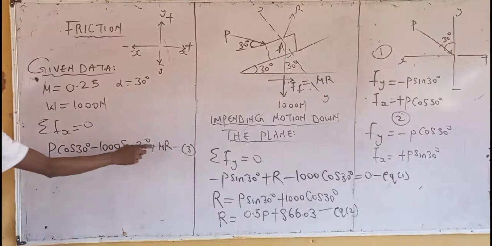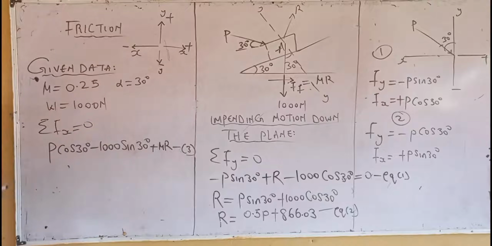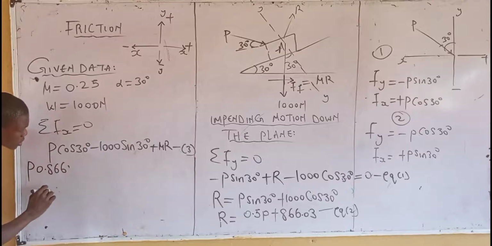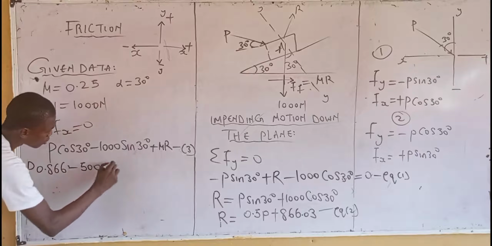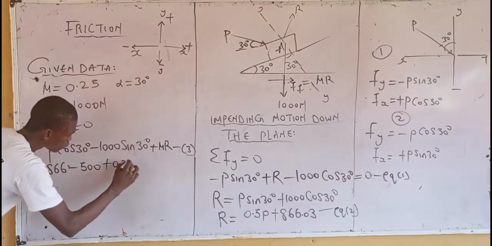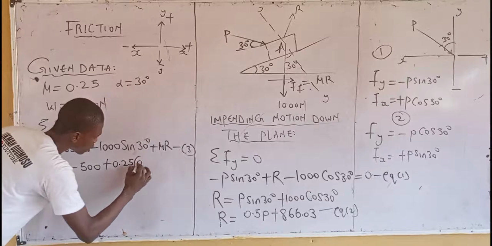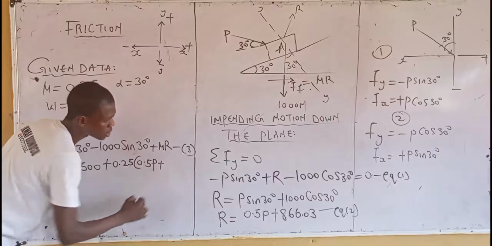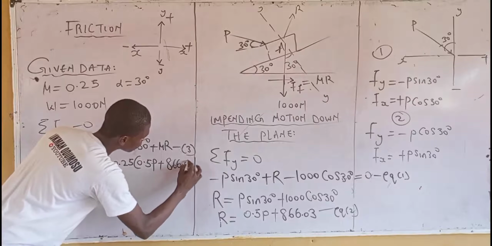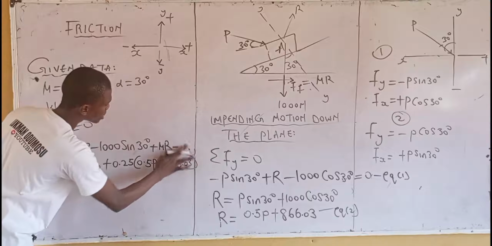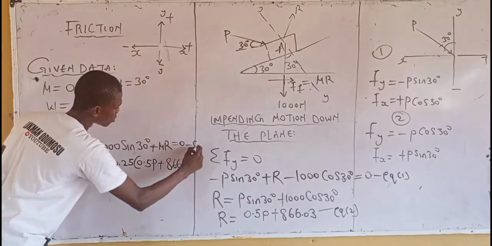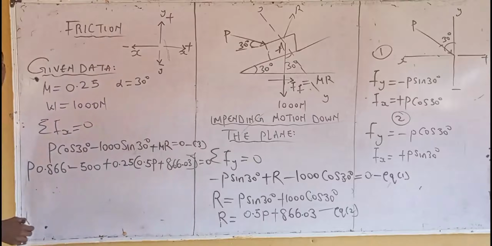From here, what's the value of mu given from the question? 0.25. Meaning that p cos theta is what? 0.866p. Let's stop here. Then what do you have? Minus 500 plus mu. The value of mu is 0.25. Open bracket, equation 2: 0.5p plus 866.03. Now open up your bracket, equate to 0. Sorry, before writing equation 3, you are equating to 0. So equate this to 0. Hope there is no confusion.